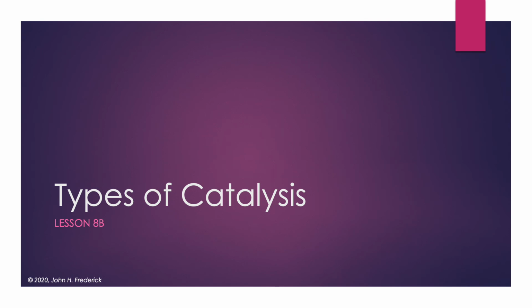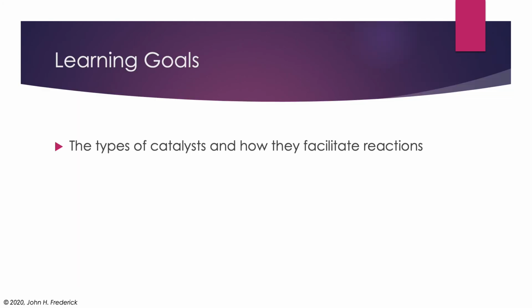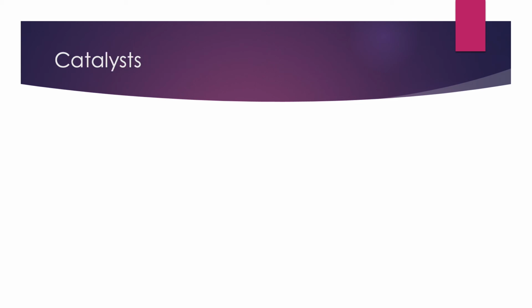We can sometimes alter the speed of a reaction by using something called a catalyst. And so in this video, we're going to talk about different types of catalysts and how they work to facilitate a reaction. So our learning goals are to describe the types of catalysts that occur and how they facilitate reactions. Now, what is a catalyst?